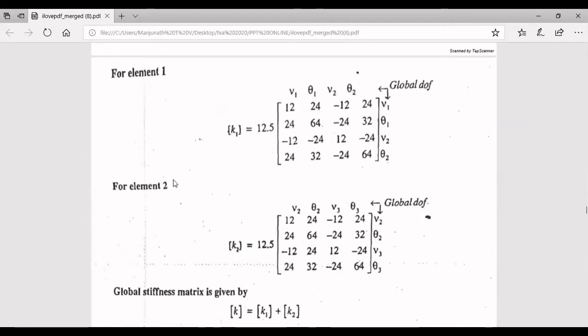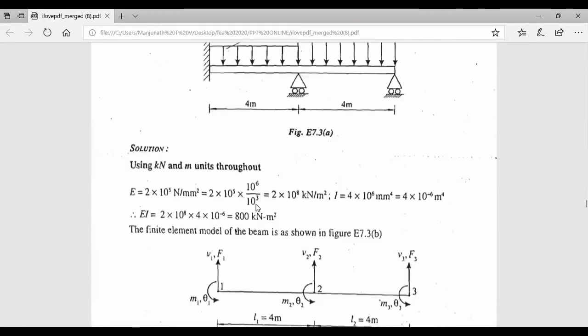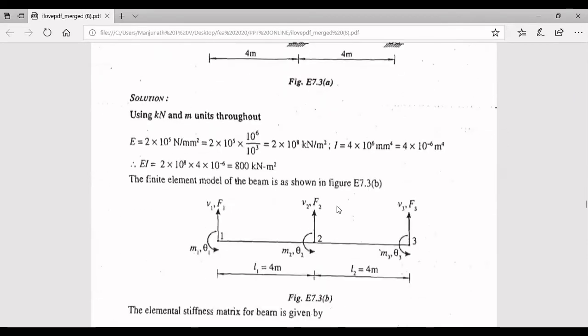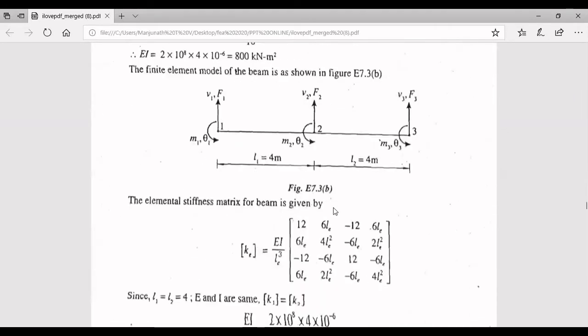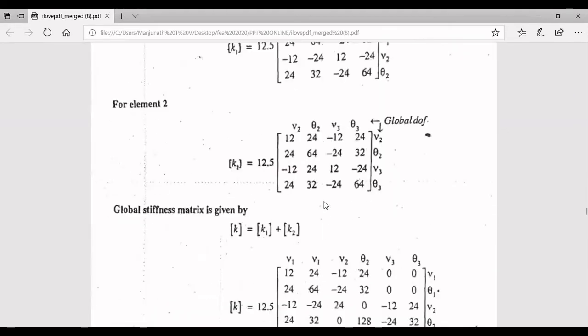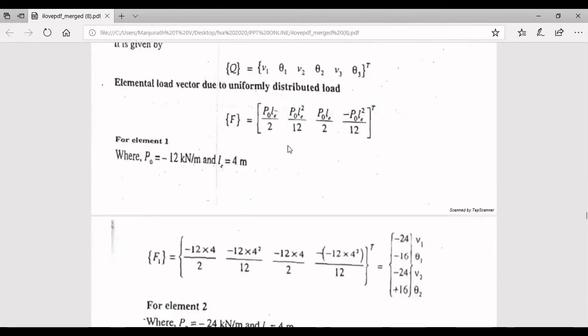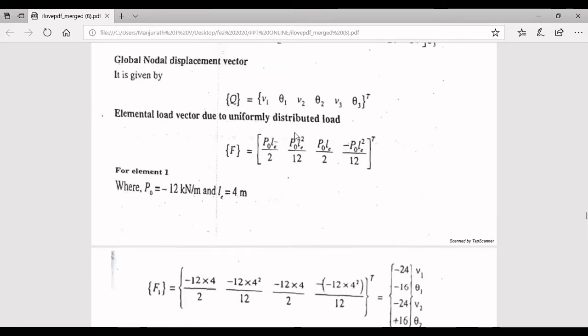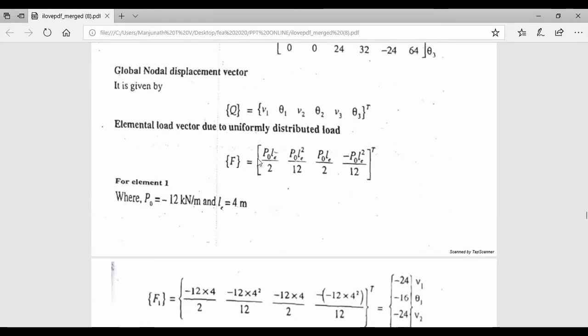So for this problem, on both elements UDL load is acting, right? On both elements UDL load is acting, so we need to transfer the uniformly distributed load acting over the length of the element to the nodes. To transfer it to the nodes, we are going to consider this formula. F is equal to P naught LE by 2, P naught LE square by 12, P naught LE by 2, minus P naught LE square by 12.